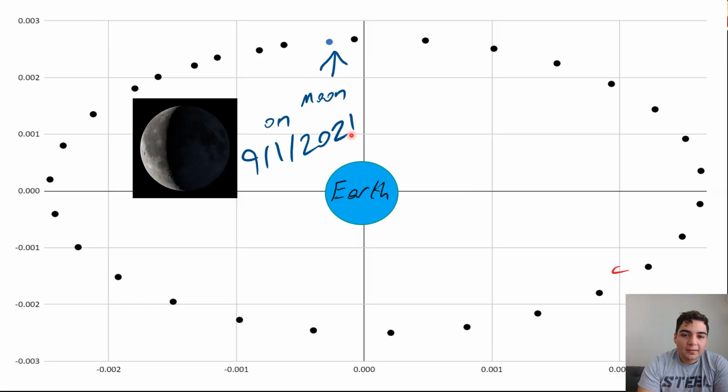So, starting off our analysis, this blue dot is September 1st. It is the Moon on September 1st, 2021. The phase at that time is a waning crescent. This is our Earth, and it takes roughly 27 days for the Moon to hit a full orbit around Earth, which I will go through later.